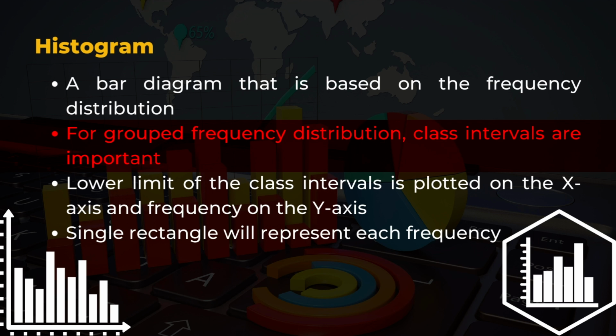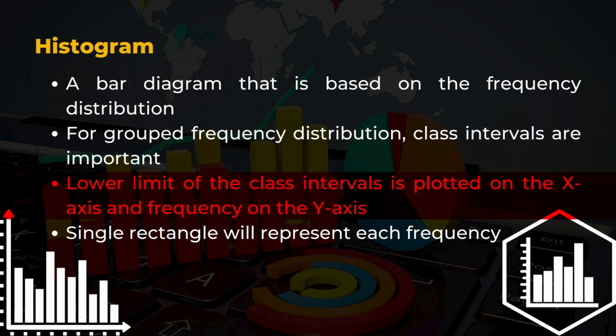So for frequency distribution, it is important to find the class intervals, and we need to decide upon the lower limit and the upper limit, right? The lower limit of the class intervals is plotted on the x-axis and the frequency on the y-axis. If we compare it with the bar graph, we have these scores, but there is no category as such. Of course, we have the number of students falling in that bracket of marks obtained.